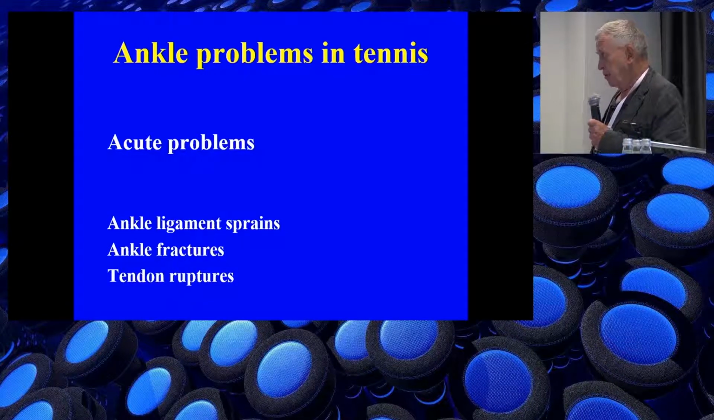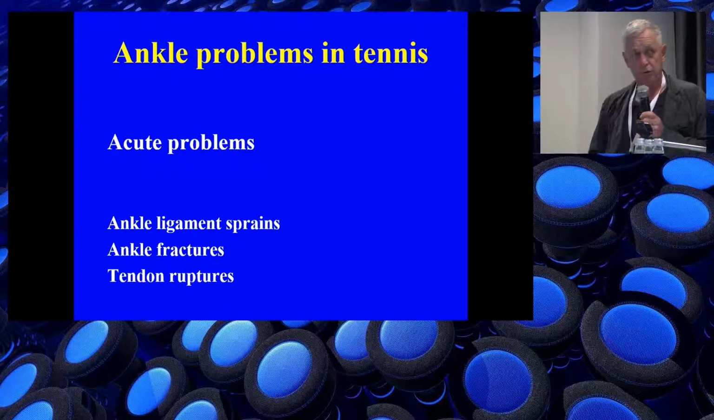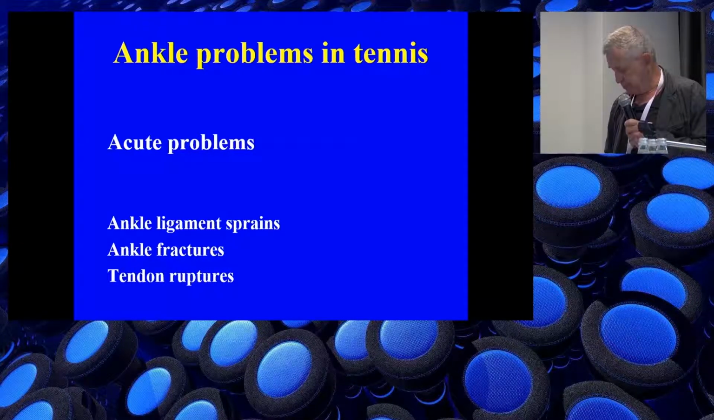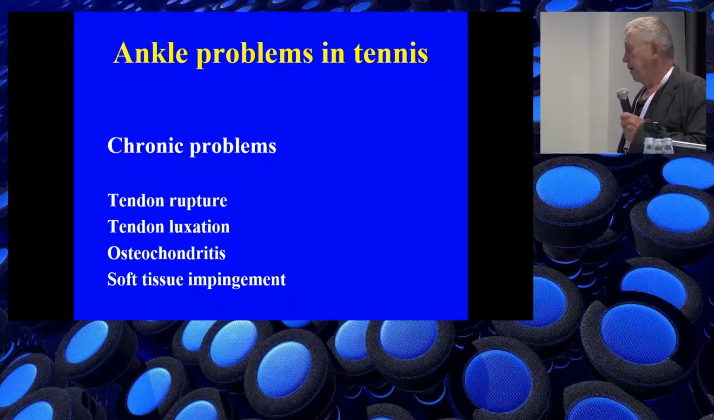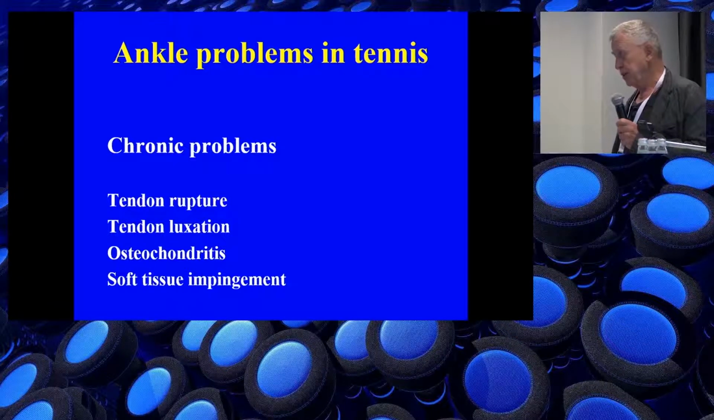The acute problems are mostly ankle ligament sprains, and connected to that are sometimes ankle fractures. I'll talk a little about that because there is also a connection between ligament sprains and ankle fractures, and I'll also discuss tendon ruptures. When it comes to chronic problems, I'll talk about tendon rupture, about tendon luxation, about osteochondritis, and about soft tissue impingement.